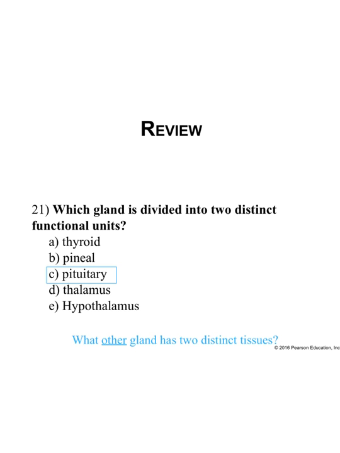Okay, which gland is divided into two functional units? The thyroid, although it does have follicles and parafollicular cells, they're not separate. They're all intermixed. Pineal is all the same throughout. Thalamus is not even a gland we're talking about. Hypothalamus is the same throughout. Pituitary, the anterior is endocrine. It makes hormones. The posterior is neural. The other gland that has that as well would be your adrenal gland, the cortex versus the adrenal medulla.